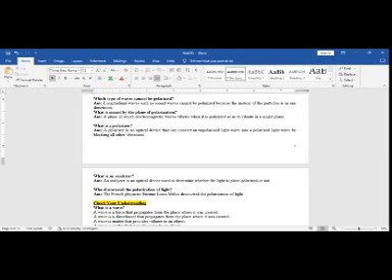This question here says, what is a polarizer? A polarizer is an optical device that can convert an unpolarized light wave into a polarized light wave by blocking all other vibrations. So a polarizer is a device that converts an unpolarized light to a polarized light.